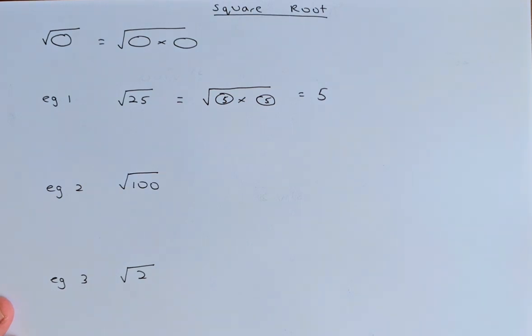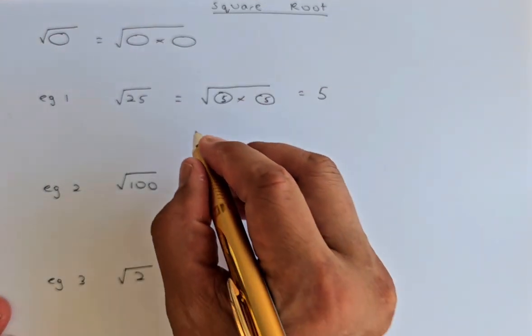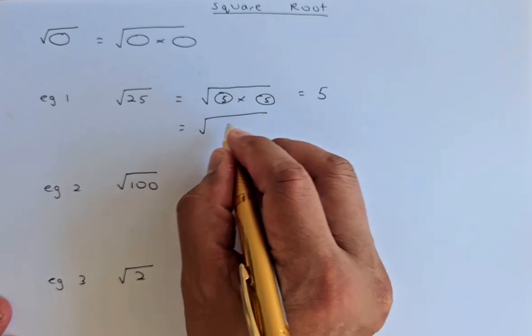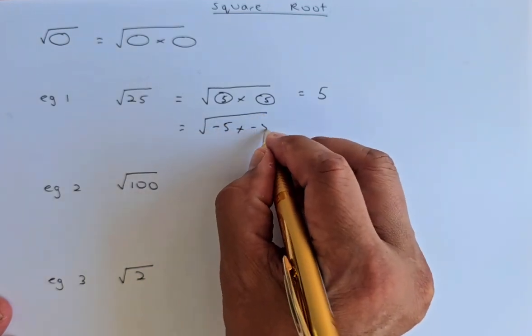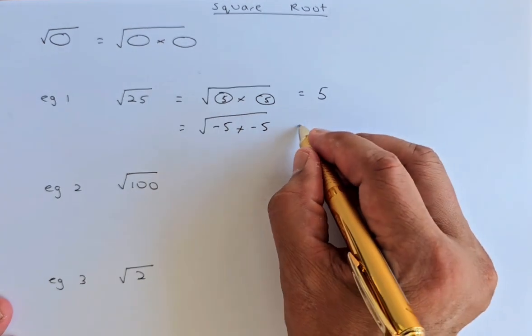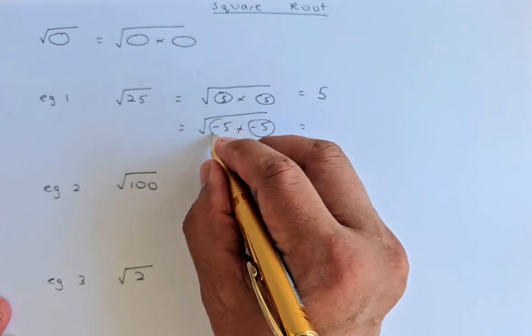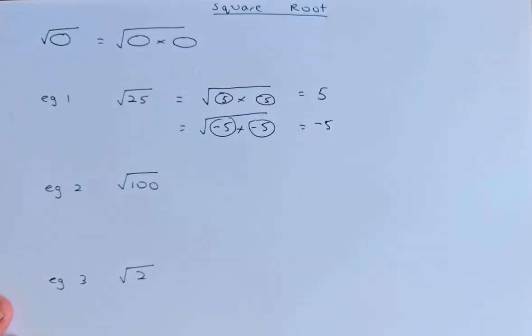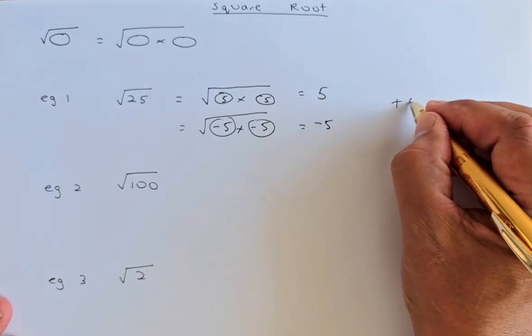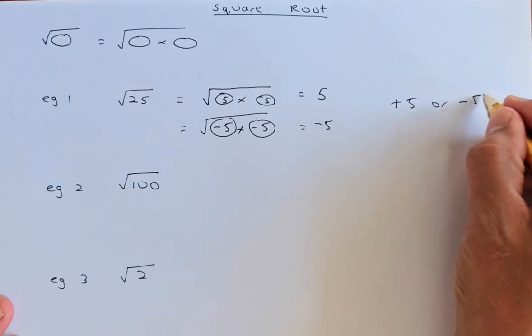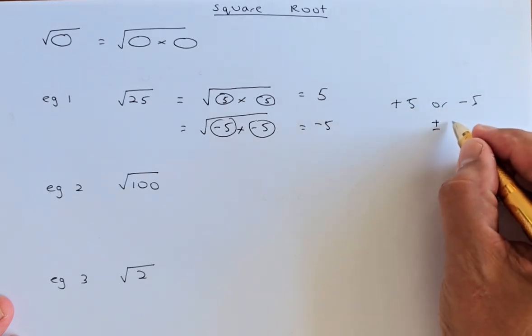But if you go to level 1 or even in year 10, you need to know that that's not the only answer. It could also be the square root of minus 5 times minus 5, and then you take one of the numbers out, which is minus 5. So the answer for the square root of 25 is actually plus 5 or negative 5. Or in math, we write it as plus minus 5.